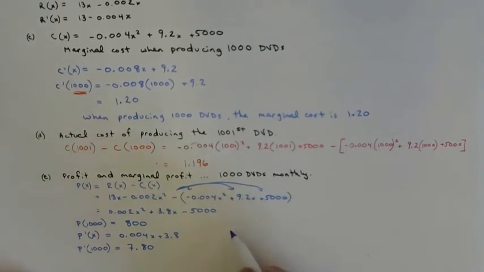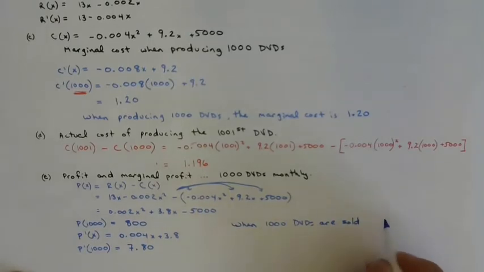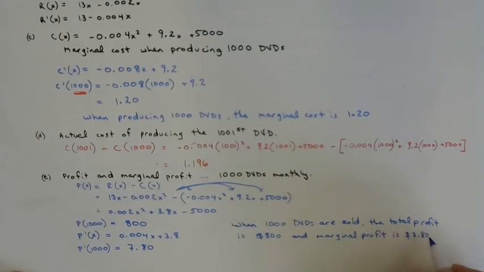We're going to write a statement about these two things. When 1,000 DVDs are sold, the total profit is $800, and the marginal profit is $7.80 per DVD.